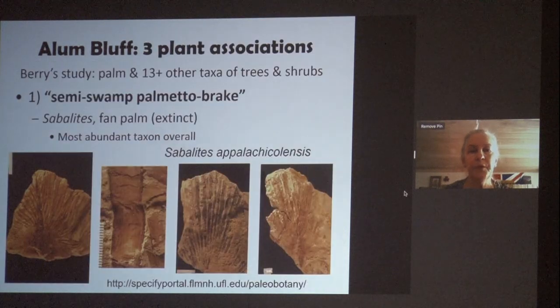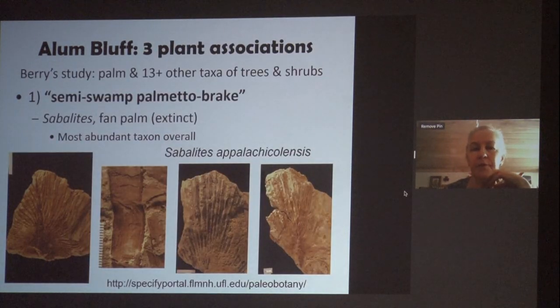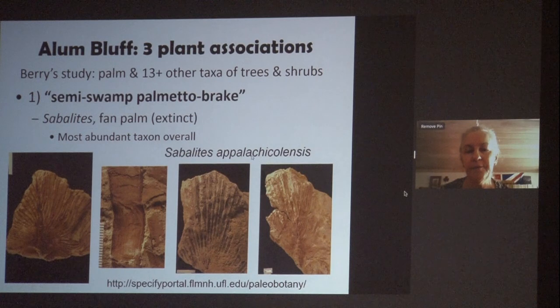So Berry described 3 plant associations based on his findings. And one is what he called the semi-swamp palmetto break, based especially on the abundant presence of Sabalites, the fan palm, now extinct. And notice the species name should be near and dear to people's hearts in this area. So it's the most abundant taxon.